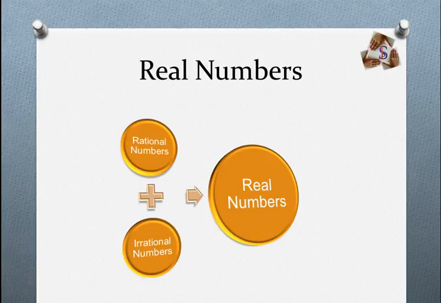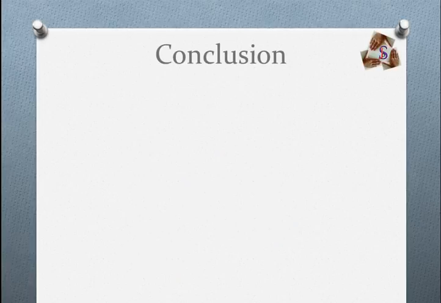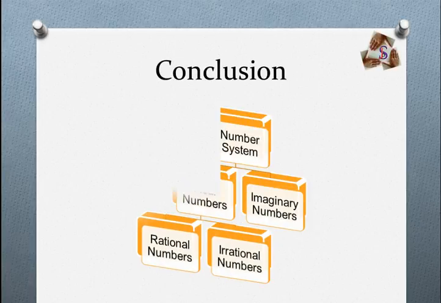So let me conclude my presentation by showing you a mind map of the entire number system. So the number system can be divided as real numbers and imaginary numbers, and real numbers can further be divided as rational numbers and irrational numbers. As we have seen before, rational numbers consist of all those different types: natural numbers, whole numbers, integers. So they are all rational numbers.